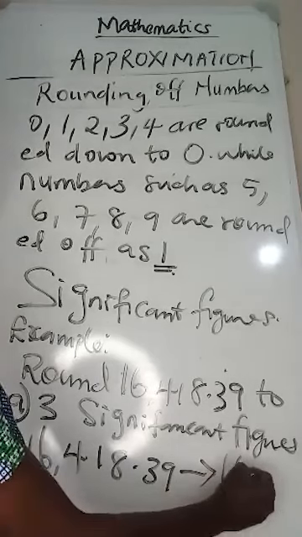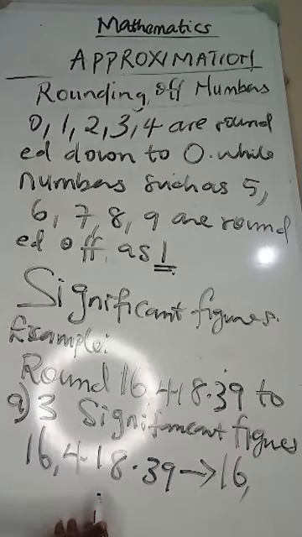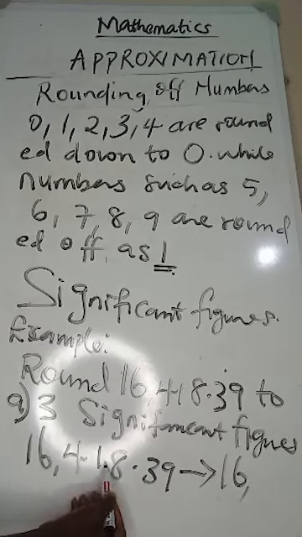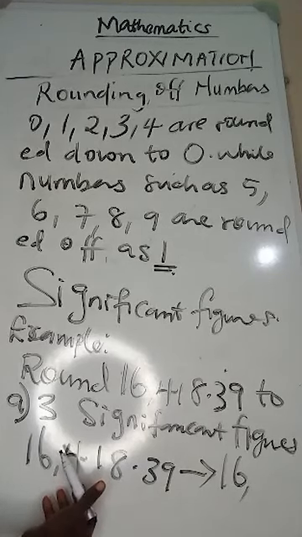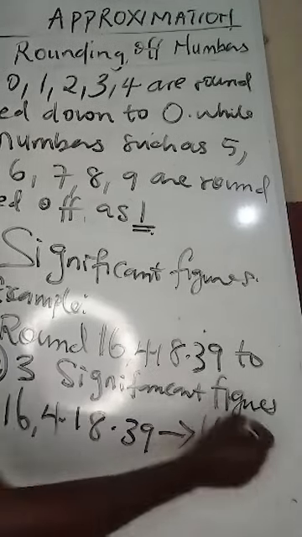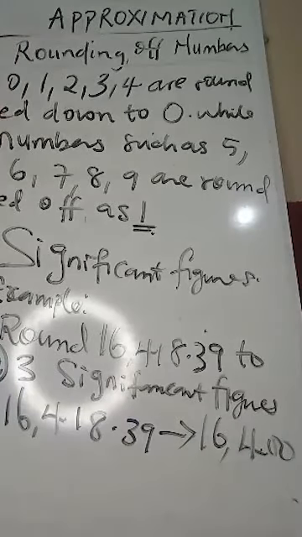We have 16 already. We all agree that from 0 down to 4 will be rounded off as 0. But here we have 8, and 8 is not very close to the nearest number we're considering, which is 4. So 1 is less, it is 0. So we have 16,400. That is to the nearest three significant figures.